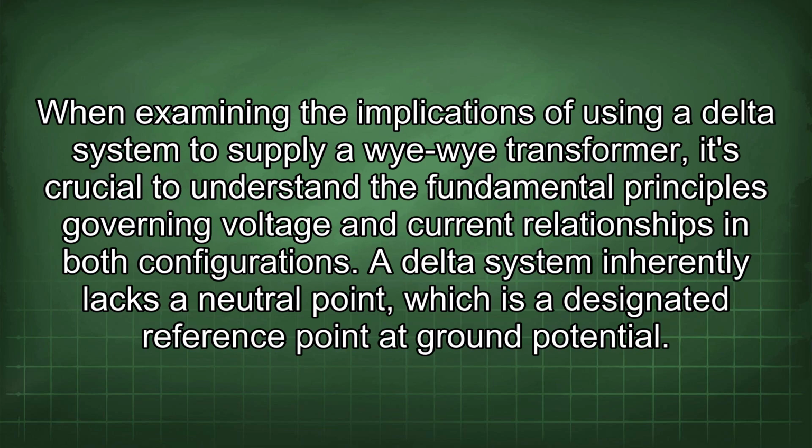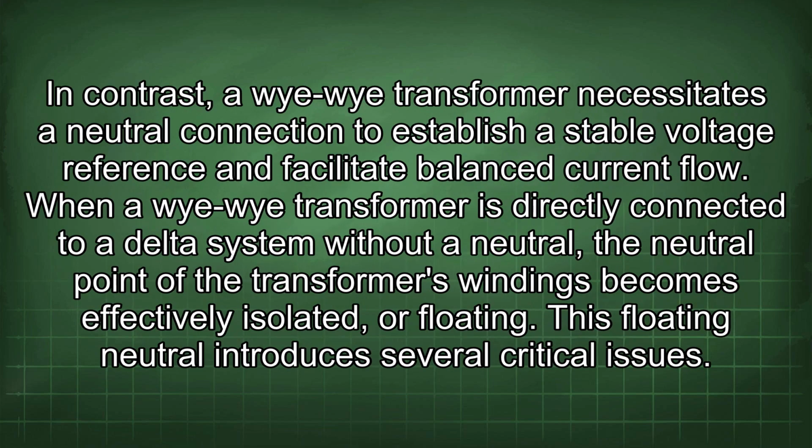When examining the implications of using a delta system to supply a Wye-Wye transformer, it's crucial to understand the fundamental principles governing voltage and current relationships in both configurations. A delta system inherently lacks a neutral point, which is a designated reference point at ground potential. In contrast, a Wye-Wye transformer necessitates a neutral connection to establish a stable voltage reference and facilitate balanced current flow.